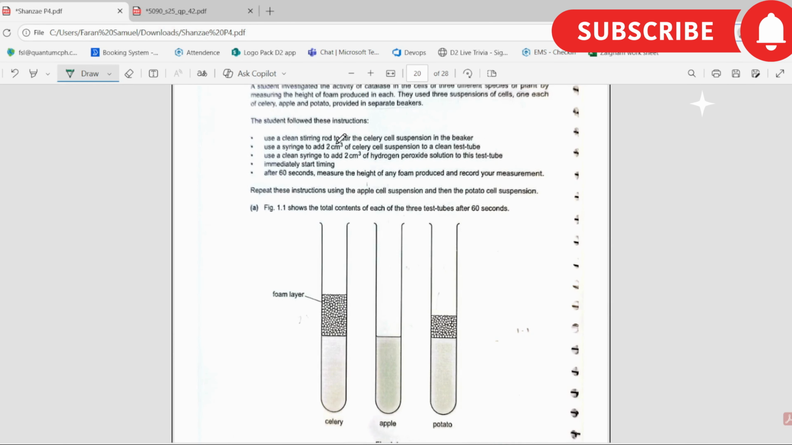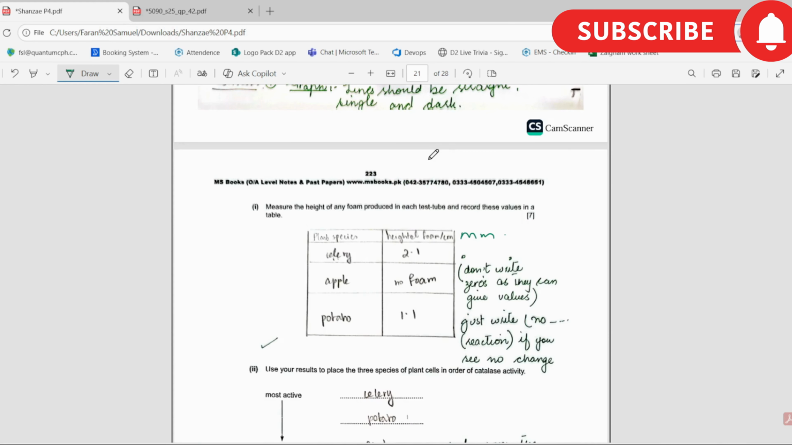Oh, wait. This is the volume. Just mention the plant species and then height of foam. One more thing. The unit should be written once in the first row. Whatever you are calculating, write that, put an oblique, and then write the unit. This is how we do it.